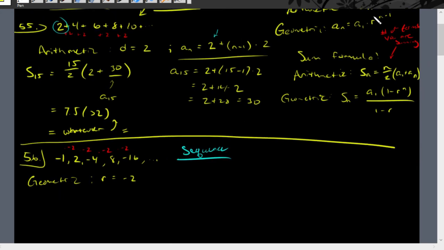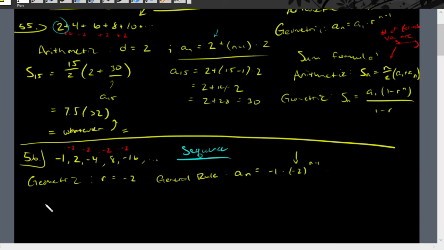Alright, so knowing this general rule, your general rule is A sub n equals the first term, which is negative 1, times R, which is negative 2. Don't forget to put this in parentheses. Raised to the n minus 1 power. Alright, there you have it, your general rule.